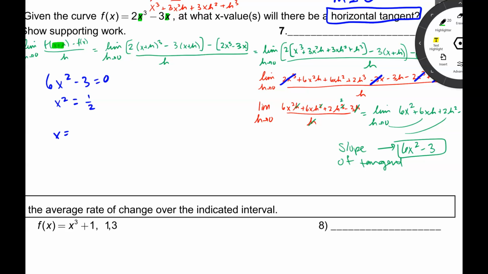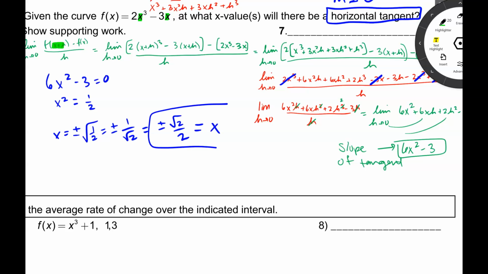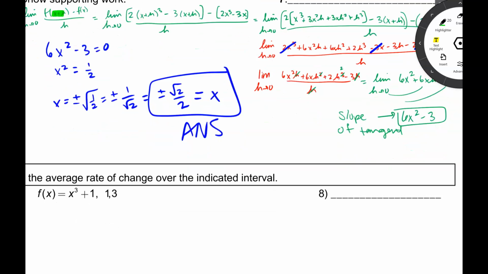Take the square root, so don't forget it's going to be plus or minus the square root of 1/2, which is going to be plus or minus 1 over root 2. Well, we've dealt with this before. Plus or minus root 2 over 2. So these are the two values where our horizontal tangent will be equal to 0. So those are the two x values. This is the answer. So that's a tricky question, but very typical for a calculus question.